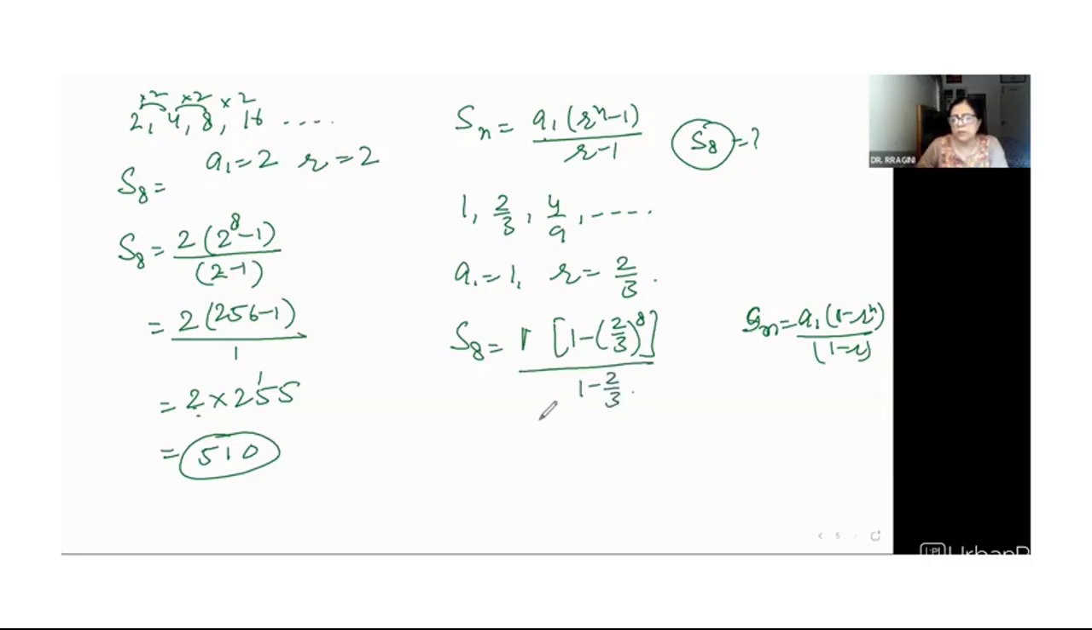Now you can solve this as 1 minus 2 to the power 8. We had just done 256. And 3 to the power 8 we have to solve. This is 81 times 81, which is 6561. So (6561 minus 256) divided by 6561, divided by 1 minus 2 by 3, that is 1 by 3. Now you can solve this.